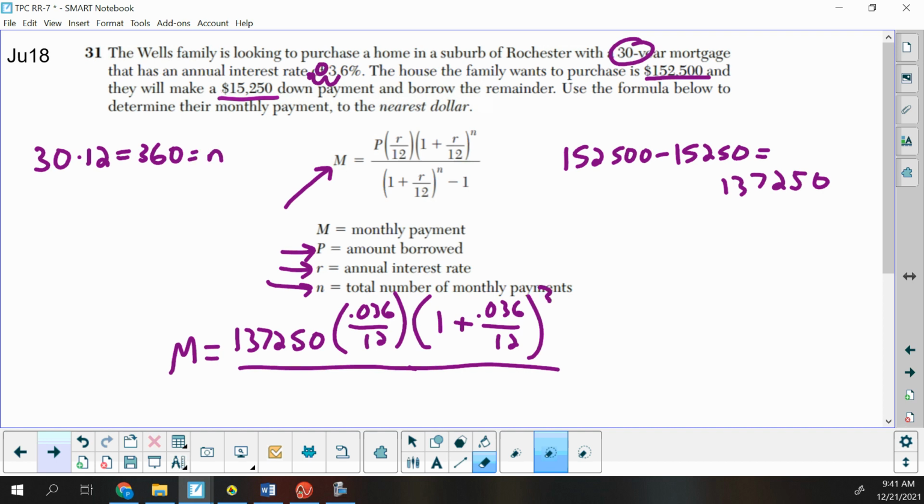So we're going to raise it to the 360. Then on the bottom, we'll have 1 plus our R, 0.036, over 12, raised to the 360, and then minus 1. So all we need to do now is punch this in, and we'll end up rounding it to the nearest dollar.